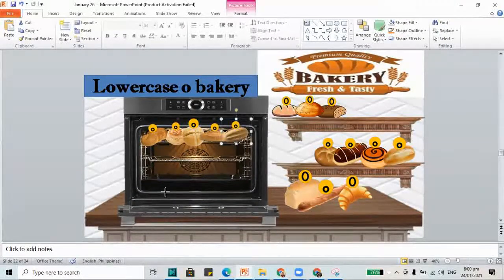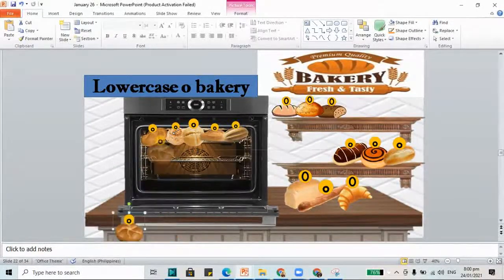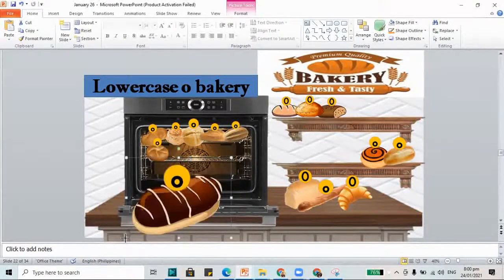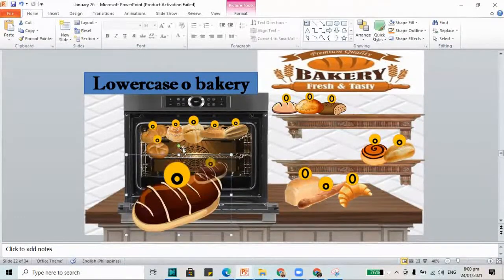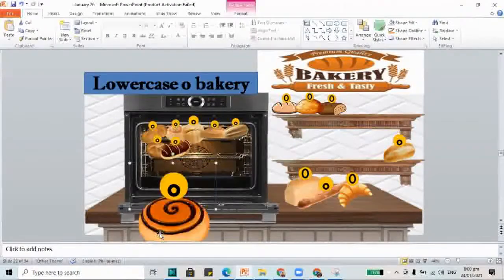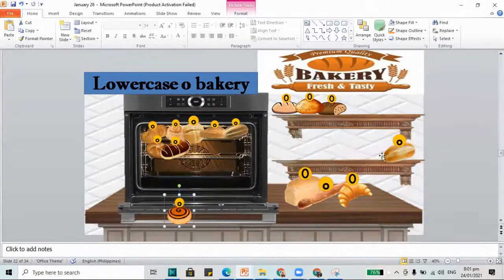Another one, is this lowercase? Yes, this is lowercase o. How about another piece of bread? Is this lowercase o? Yes, let's put it inside. Lowercase letter o. Another set. Is this capital or lowercase? This one is lowercase. Let's put it inside.